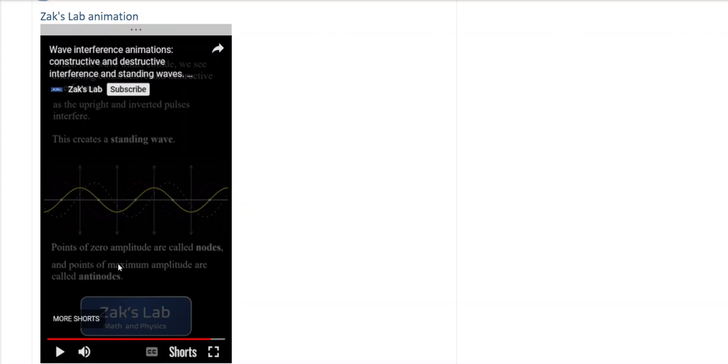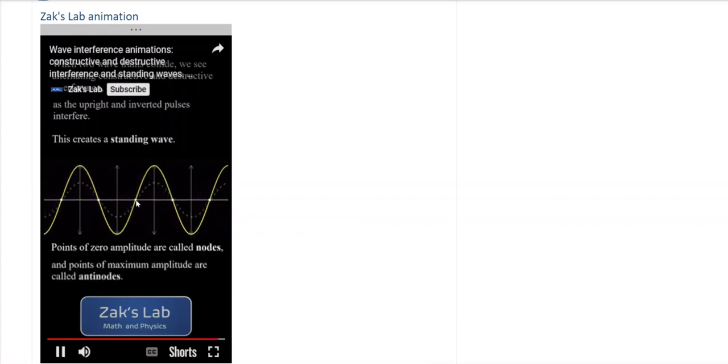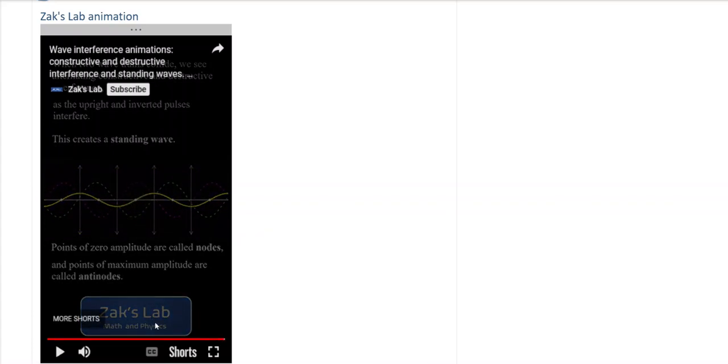Okay, and the points of zero amplitude are called nodes. The points of maximum amplitude are called antinodes. So if you look at where the white dots are, those are nodes because they're not moving. So look at this white dot, it does not move. It has zero amplitude, it doesn't move at all, right?